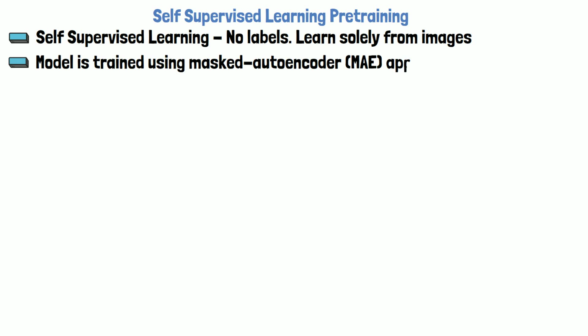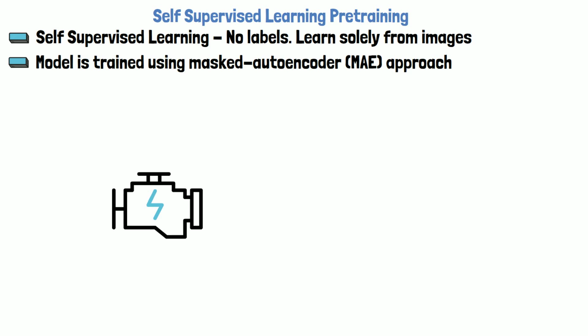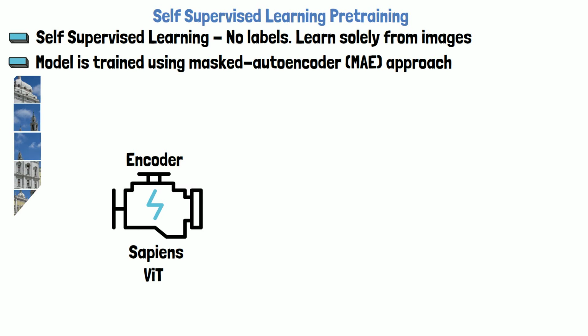This is not a video about MAE, but let's understand how it works in high level. The model that we want to train is an encoder, and we use a vision transformer. Let's call it the Sapiens vision transformer. Since it is a vision transformer, its inputs are images divided into patches, such as the one we have here on the left. This is a single image divided into 9 patches for the example.